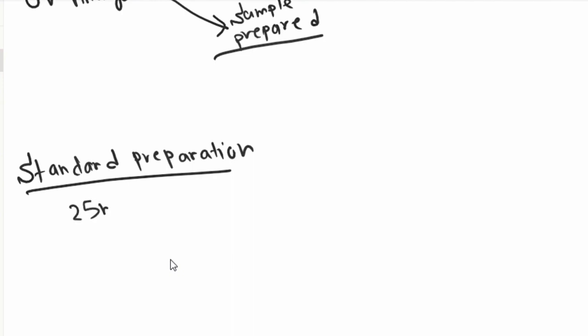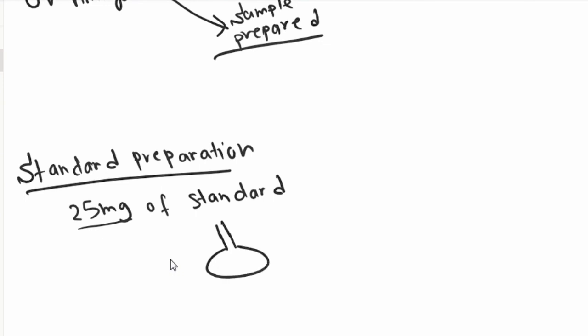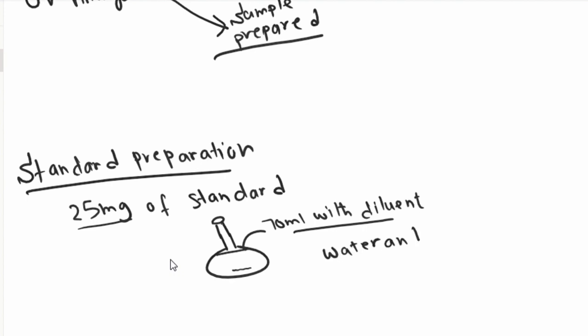Generally, when you are doing the UV analysis of nortriptyline, you have to take around 25 mg of nortriptyline standard. That should be taken in a 100 ml volumetric flask. It should be completely dried, and you take 25 mg of that nortriptyline standard. Then you need to fill it up to 70 ml with diluent.